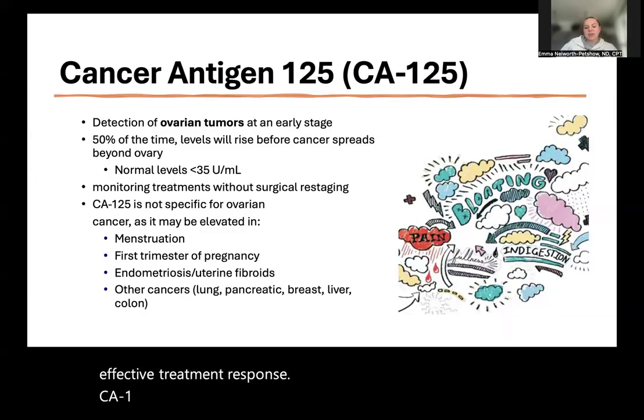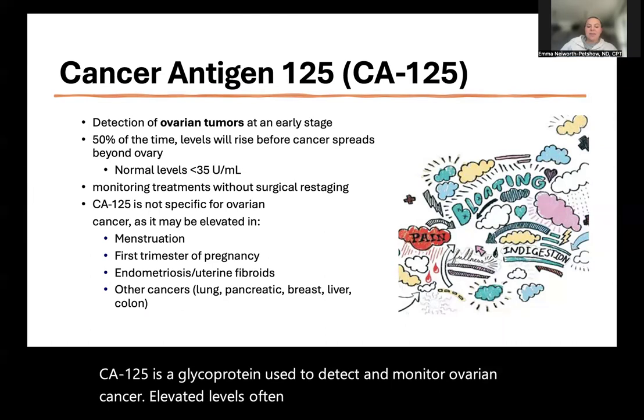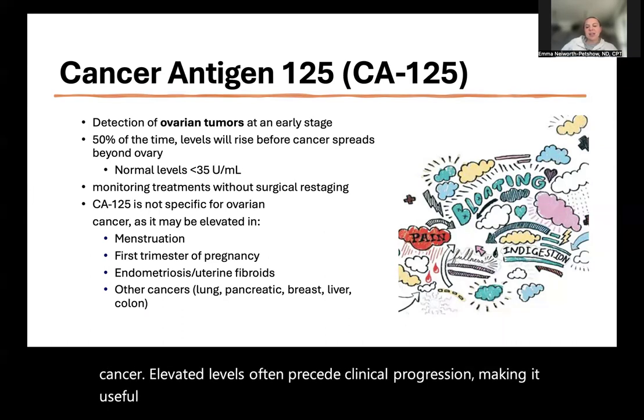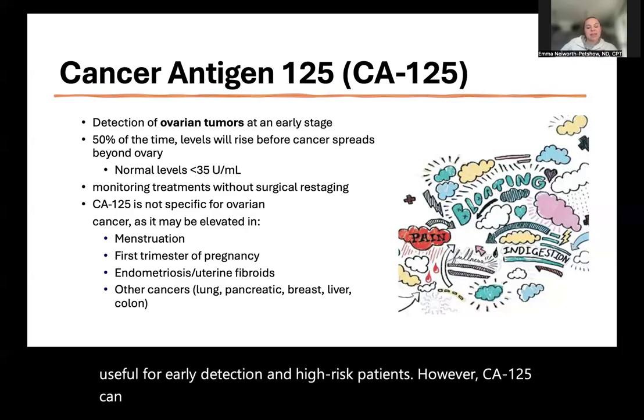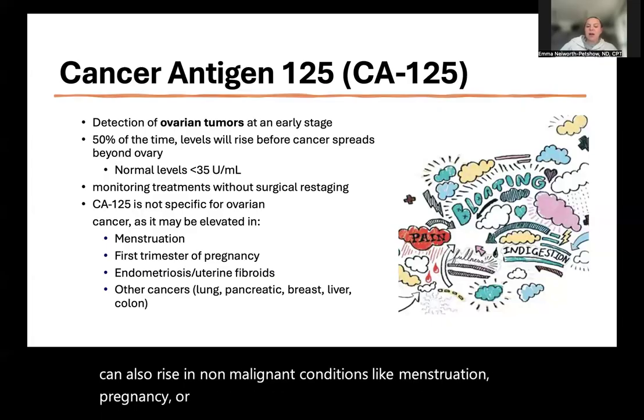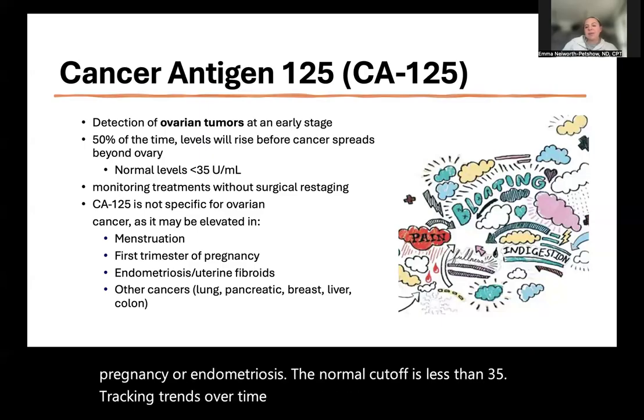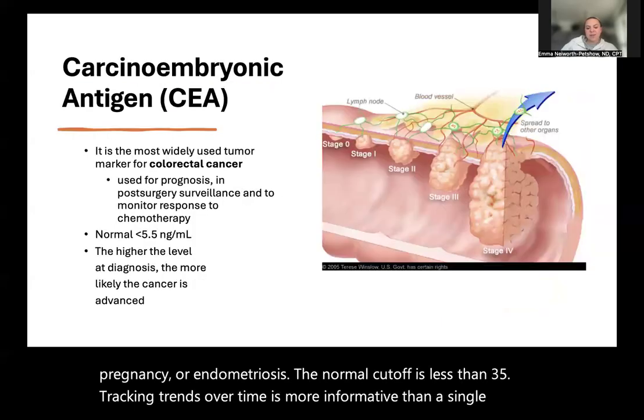CA-125 is a glycoprotein used to detect and monitor ovarian cancer. Elevated levels often precede clinical progression, making it useful for early detection in high-risk patients. However, CA-125 can also rise in non-malignant conditions like menstruation, pregnancy, or endometriosis. The normal cutoff is less than 35. Tracking trends over time is more informative than a single measurement.